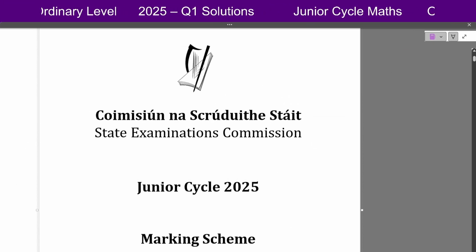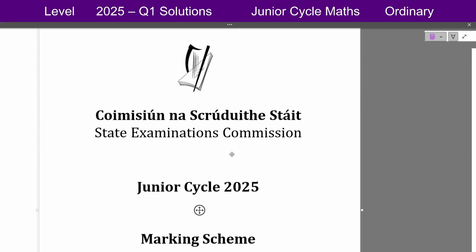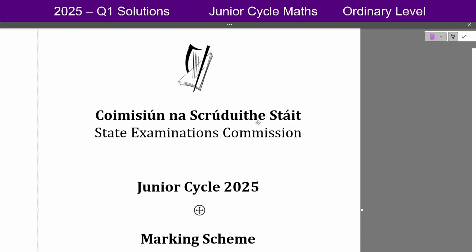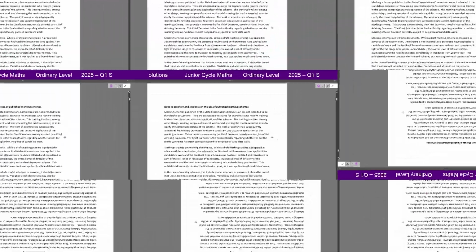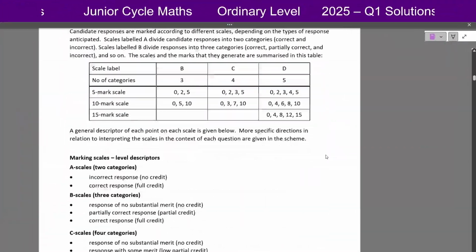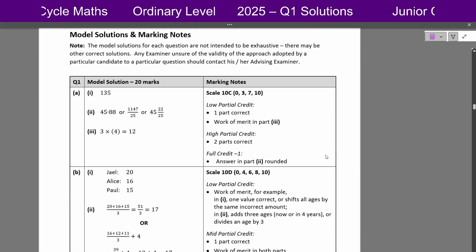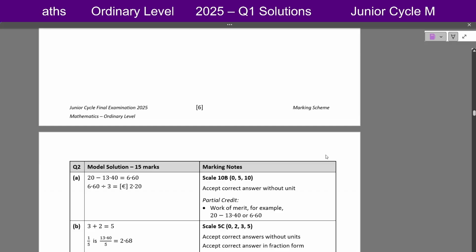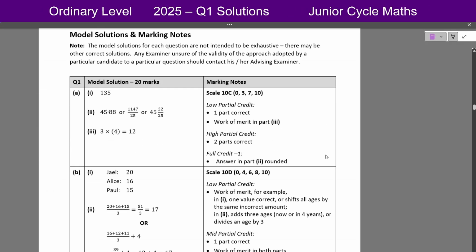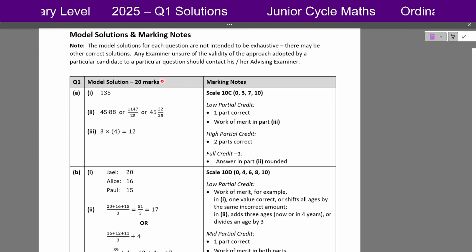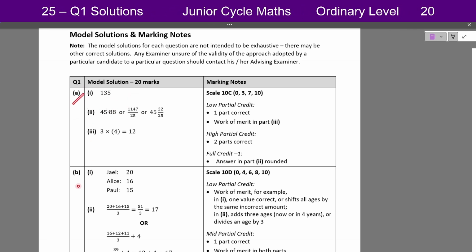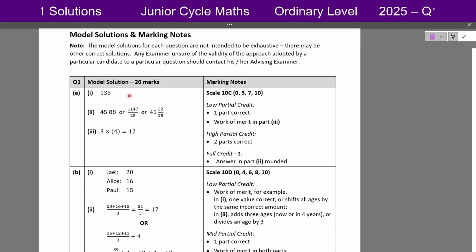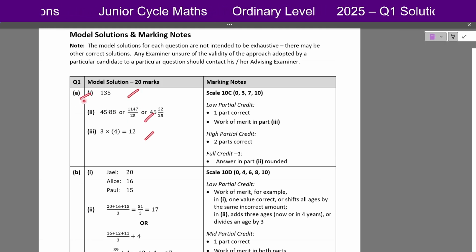Okay, now let's have a look at the marking scheme for this exam. If we just go to the notes of Q1 here on page number 6, here are the notes for Q1. What we have here is section A and also section B. So here are the correct answers for each part in section A.